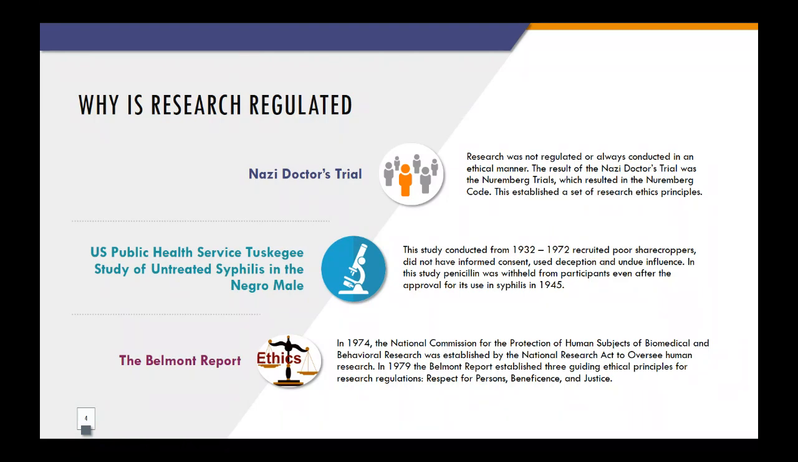So respect for persons incorporates at least two ethical convictions. First, that individuals should be treated as autonomous agents, and second, that persons with diminished autonomy are entitled to protection. The principle of respect for persons thus divides into two separate moral requirements: the requirement to acknowledge autonomy and the requirement to protect those with diminished autonomy.